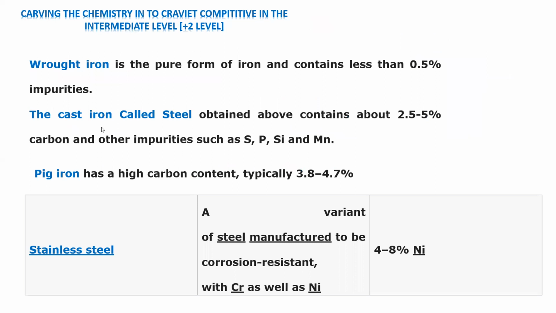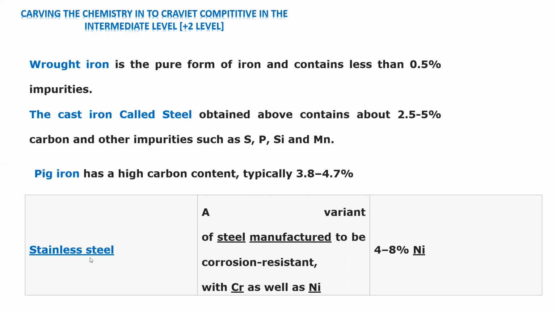And next is cast iron. Cast iron is also known as a steel, where 2.5 to 5% carbon will be added. Whenever carbon is added, what happens? Its strength is tremendously increased, so steel always has a blend of 2.5 to 5% of carbon, right? This extent is there, so we can't say it is a pure one. And next is pig iron. Pig iron contains high carbon content. Carbon quantity is the measure of its strength, right? Where 3.8 to 4.7 percent of carbon is present, that is said to be pig iron.